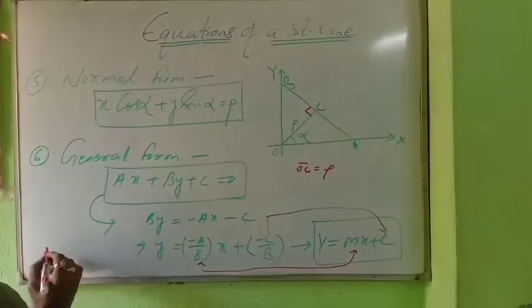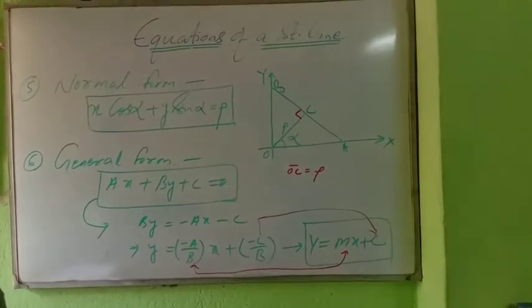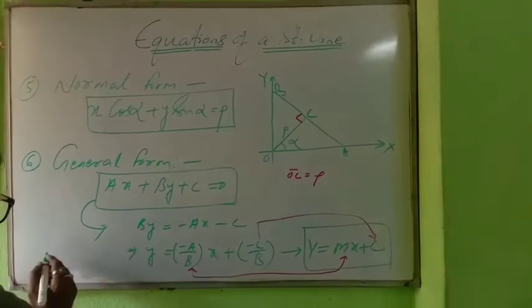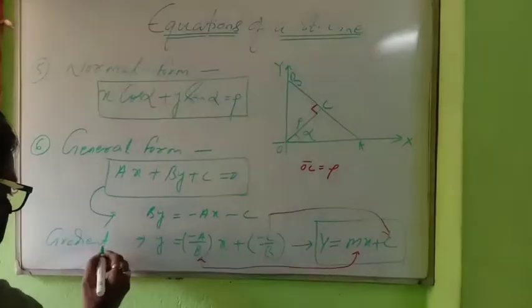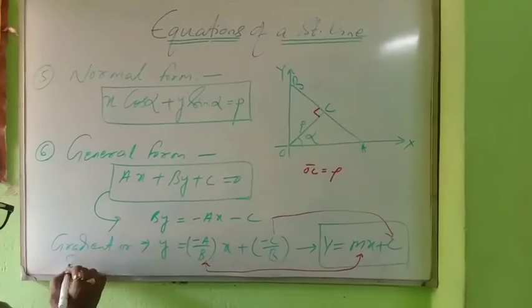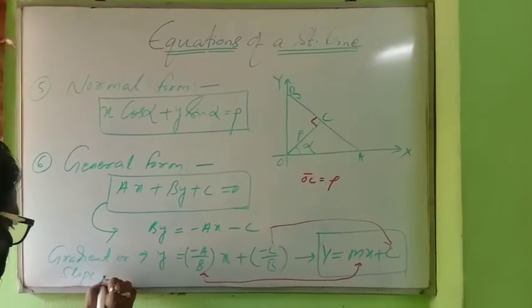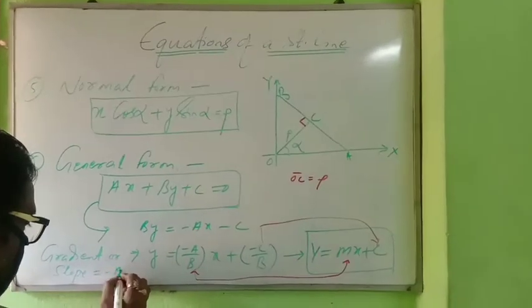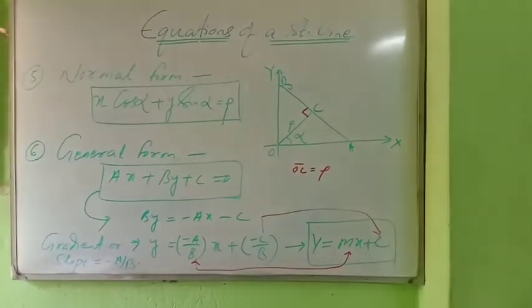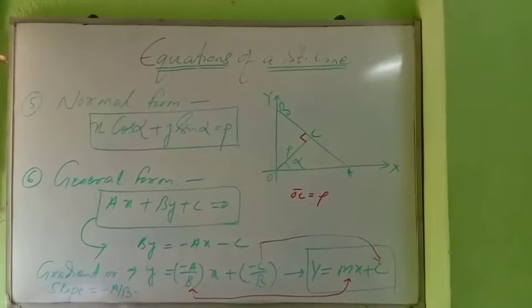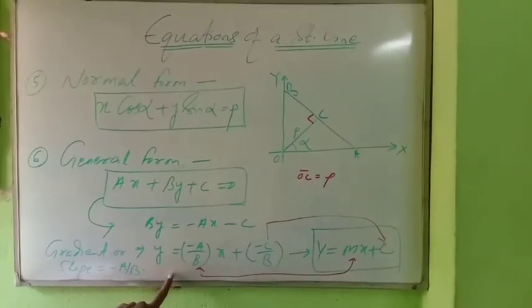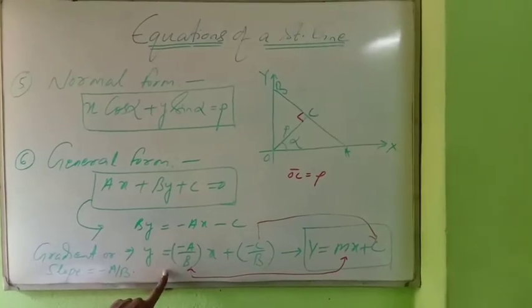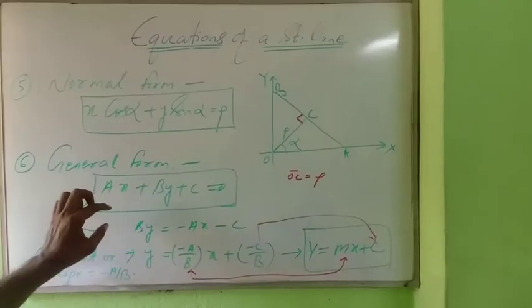Therefore, here the gradient or slope of the line is what? Minus a by b. Anything you can find from here. You can find the slope, the x-intercept, the y-intercept, any form.